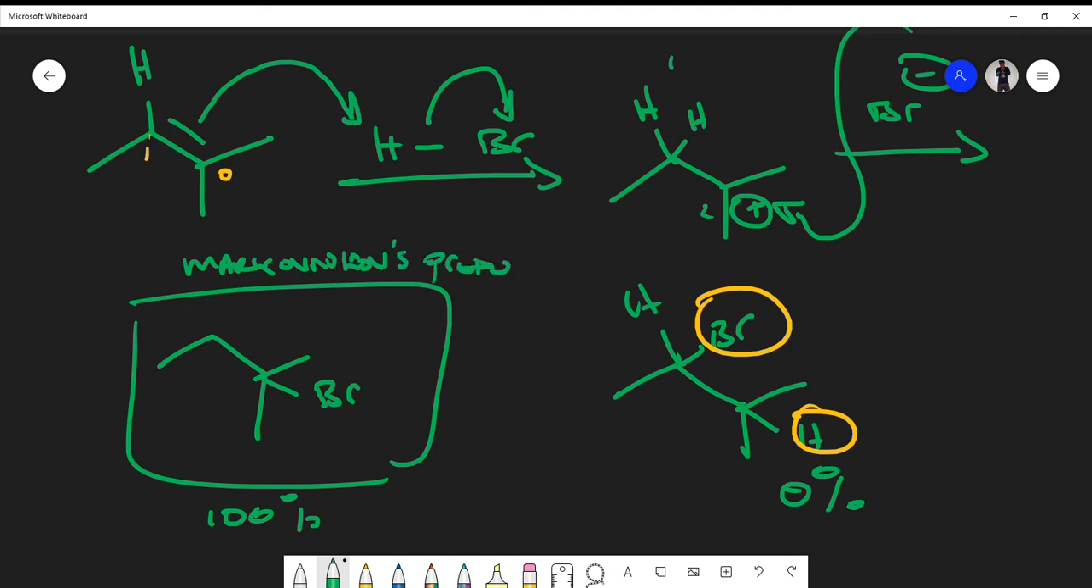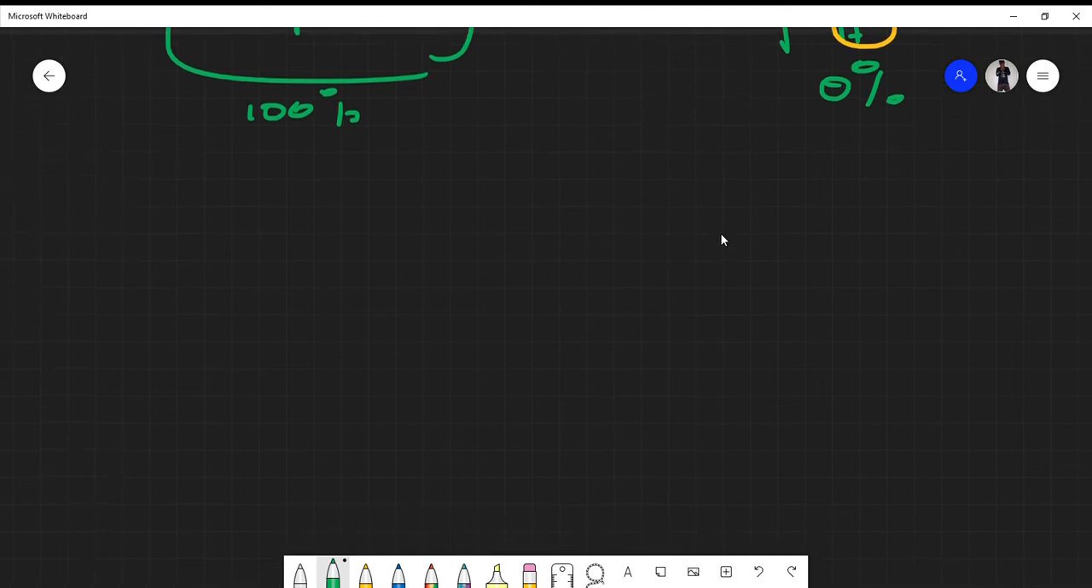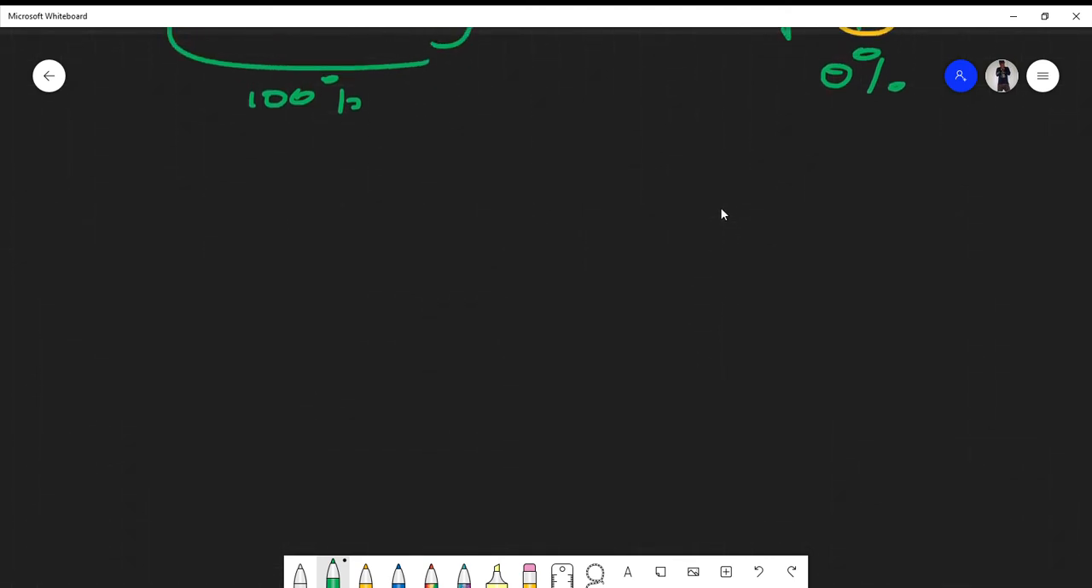Right, so this is your Markovnikov's product. Again, your nucleophile being on the more substituted carbon. What about this reaction? What if we take this molecule and we added HCl? What do you think the product is?